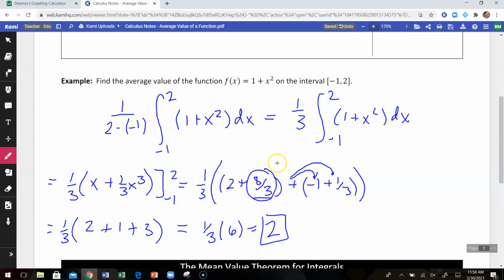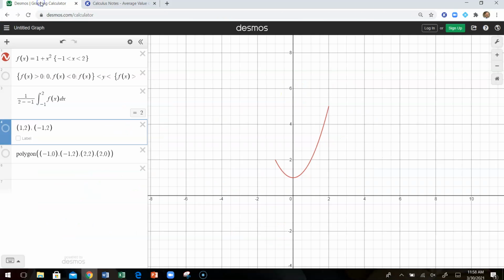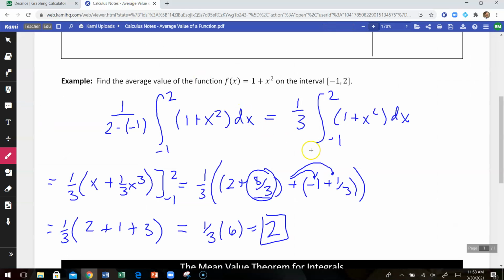So what we found is that the average y value of the function 1 plus x squared on the interval from -1 to 2 is 2. I have this graphed over that specific interval, 1 plus x squared. If we were to track all these y values over the span from -1 to 2, the average y value is 2. Now we can go on to figure out where that happens in this interval. That's not part of this question, but it could be.